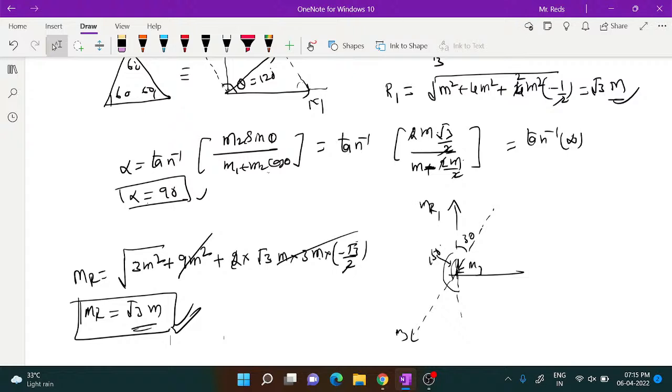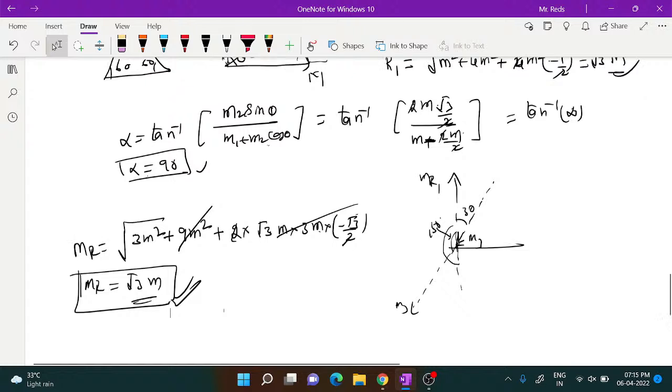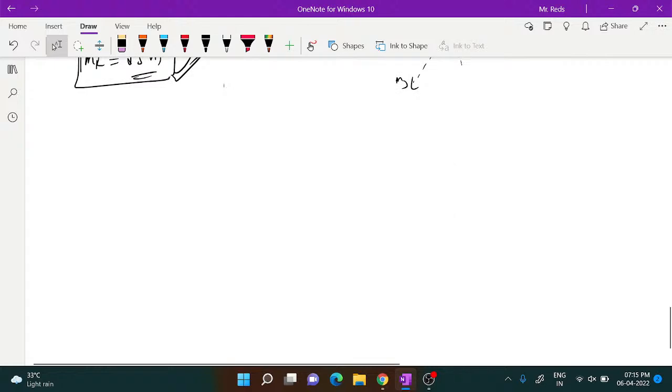So what is given here? A magnetized wire of magnetic moment M and length L is bent in the form of a semicircle of radius R. Question number 4.